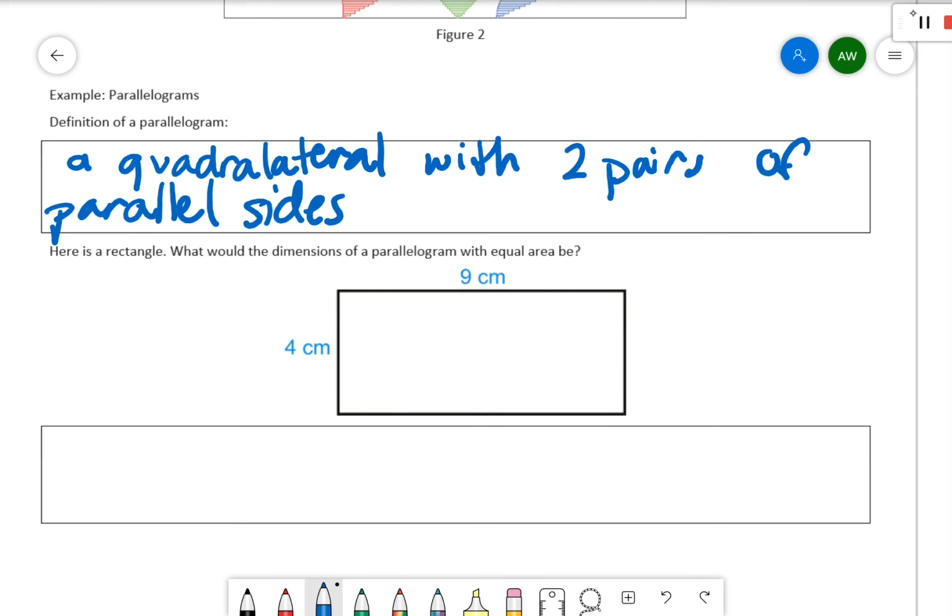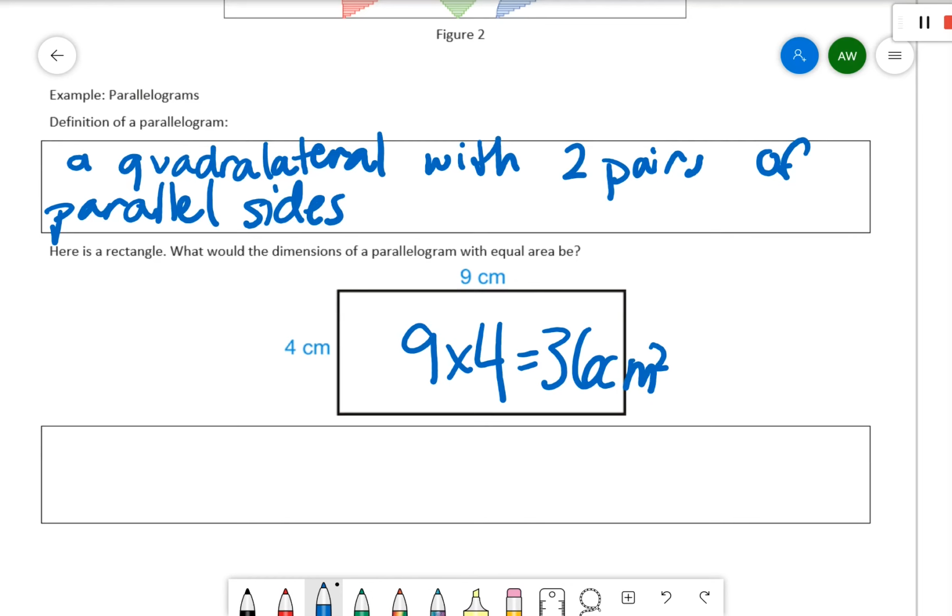So our question says, here's a rectangle. What would the dimensions of a parallelogram with equal area be, right? So the dimensions of this rectangle are 9 by 4, right? So that means that our area, 9 times 4, is 36 centimeters squared. So what this question is asking us is, what would the dimensions of a parallelogram be where our area would also be 36? Now, there are several parallelograms that fit this.